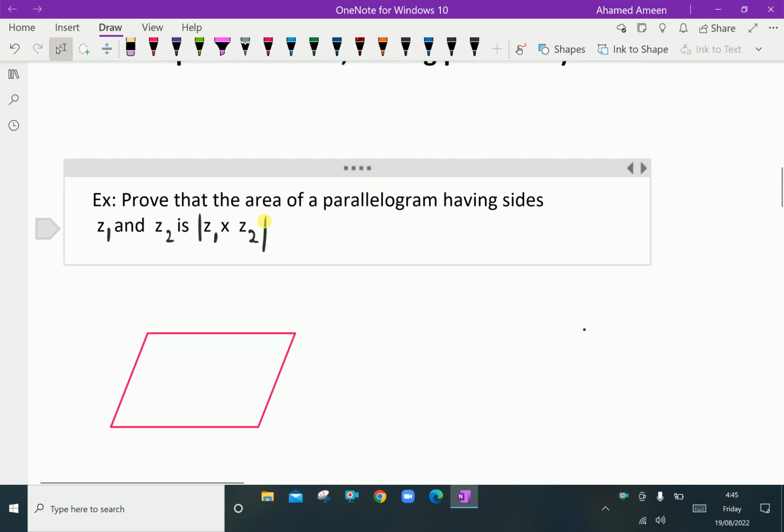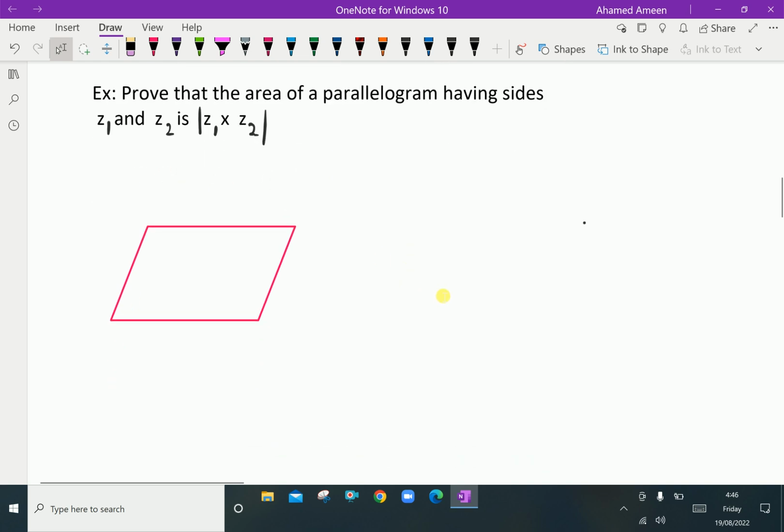Prove that the area of a parallelogram having sides z1 and z2 is the modulus of z1 cross product z2. So we have to prove that the cross product of two complex numbers, with modulus, is represented by the area of the parallelogram formed with those complex numbers.